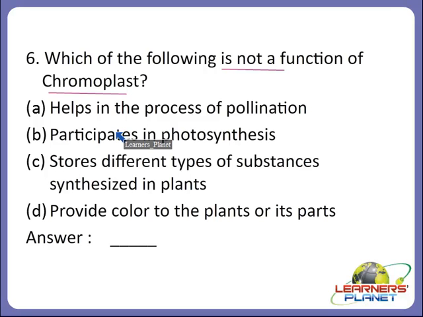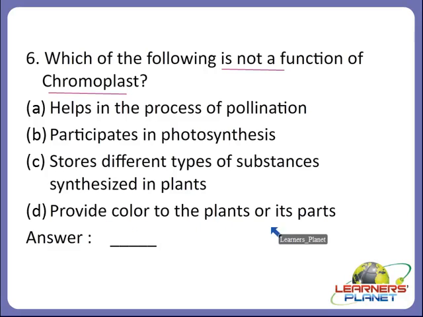Now comes photosynthesis. Photosynthesis occurs in the plastids which are green in color, those which carry the green colored pigment chlorophyll. So the chlorophyll containing plastid is chloroplast, and of course therefore it should come in the category of chromoplast. Now the next point is, they store different types of substances synthesized in the plants. Do you think there is any link between storage and the colored pigments present in the chromoplast? No. There is no relation between the storage and the pigments which provide color here. So this could be the right answer.